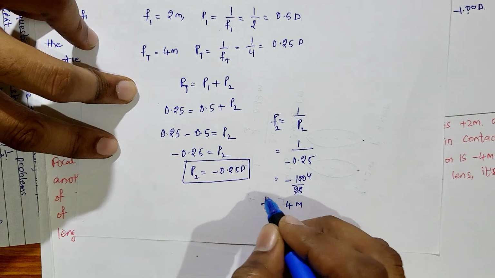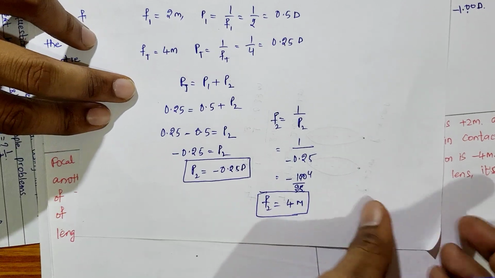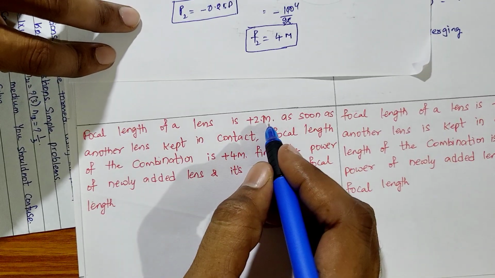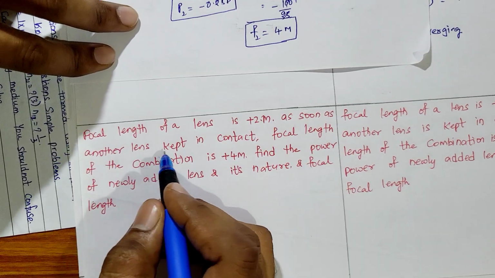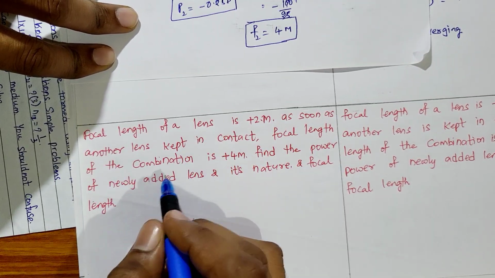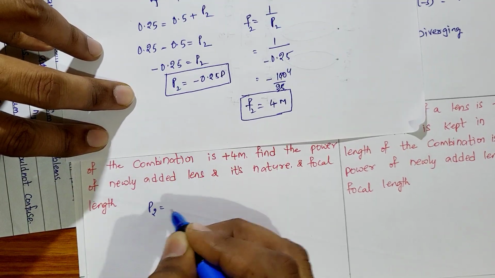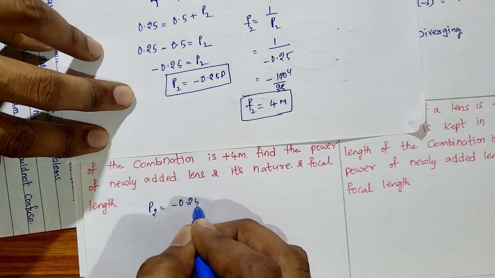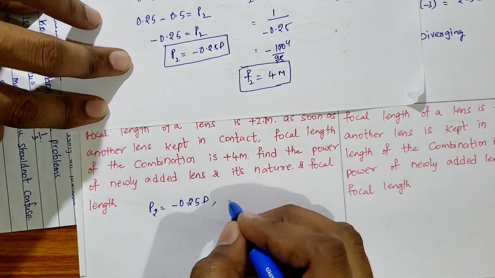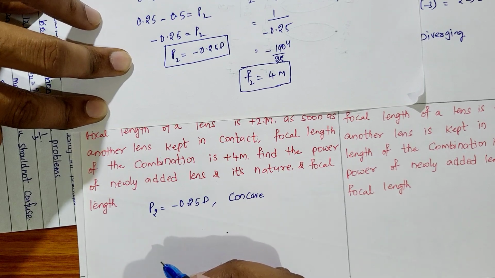I hope you understood. So from this we can write the answer here as: focal length of a lens is plus 2 meters. As soon as another lens is kept in contact, focal length of the combination is plus 4 meters. Find the power of the newly added lens. What is the power of the newly added lens? Power of the newly added lens is minus 0.25 diopter. Nature, which nature it is? It is concave nature or diverging nature.